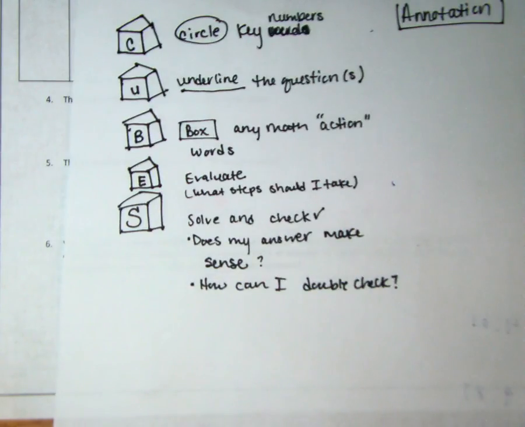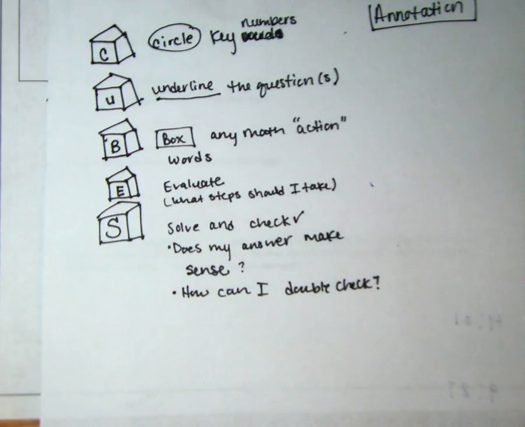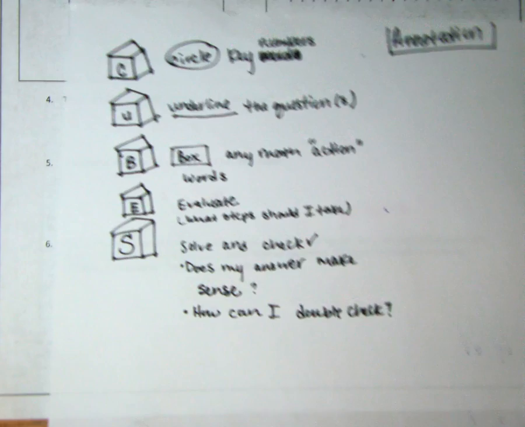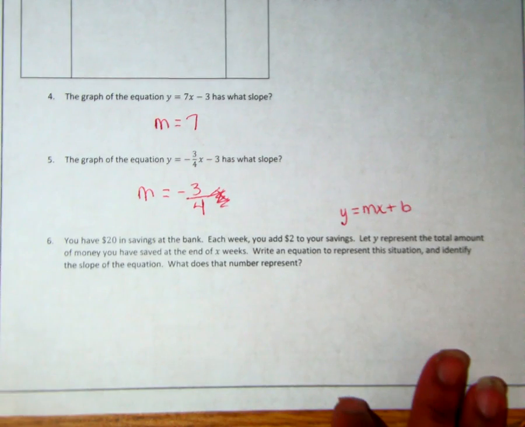You have CUBES. So you want to make sure that you're underlining the questions. B, you want to box out any math action words. E, evaluate what steps you should take. And S, solve and check. Does your answer make sense? And how can you double check? We'll use CUBES to help you with number 6.